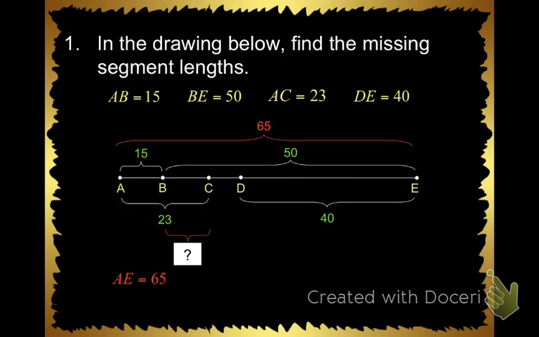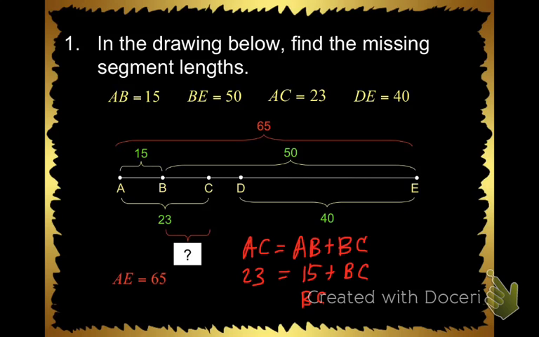The next unknown segment is BC. If we look at segment AC, using the segment addition postulate, that will be the sum of segment AB plus BC. We know AC has a length of 23. We know AB has a length of 15. And we can solve for BC.